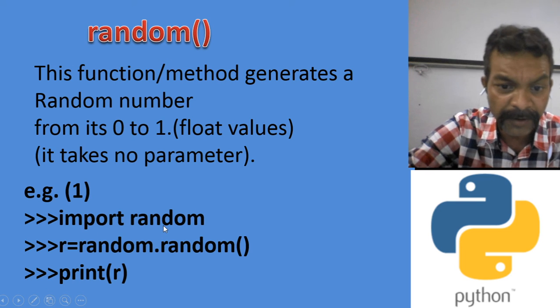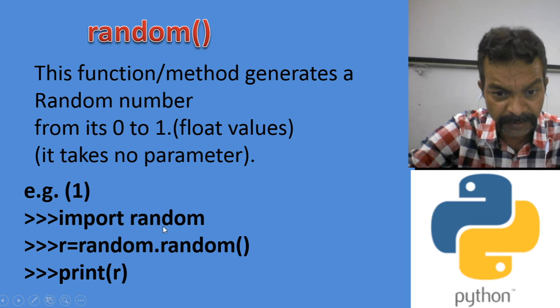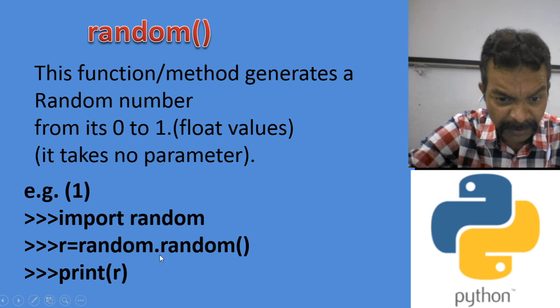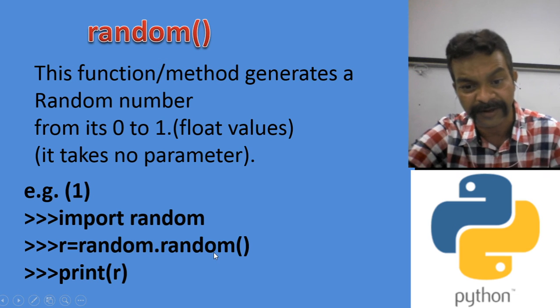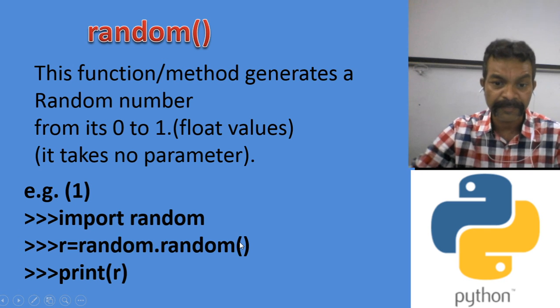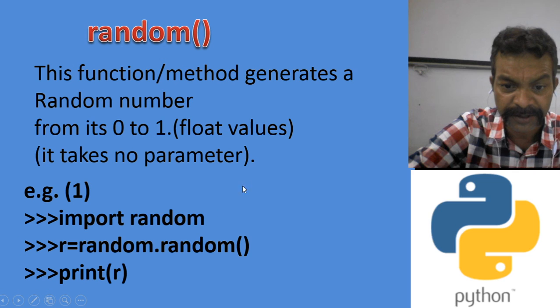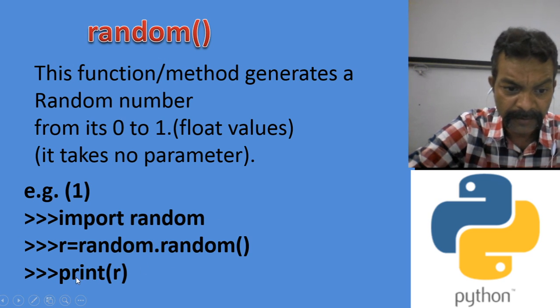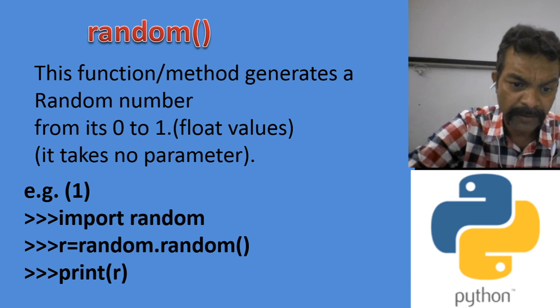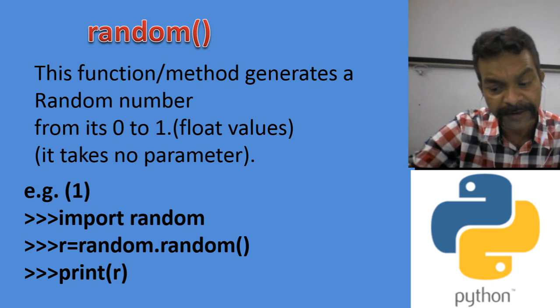If we see this example, all your doubts will be cleared. Import random. This is the module, and from this module random, we are calling the function random here, and in the brackets we are not writing any parameter. Why? Because the value generated by the random function is between 0 and 1. In the print statement, what will be the value of R? So either 0.1, 0.2, 0.3, 0.4 up to 1, right?